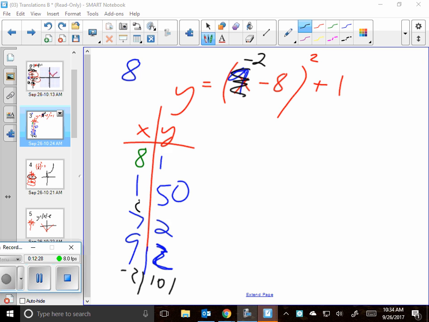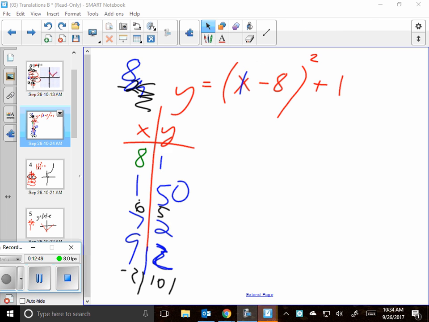Let's say I picked 6. 6 minus 8, negative 2. Negative 2 squared is 4 plus 1 is 5. 6 comma 5. Raise your hand if you had 6 comma 5 on your chart. All right. Do you get the idea? An XY chart gives you your exact points. You can do the other part really quick. Watch how fast I can sketch this answer.